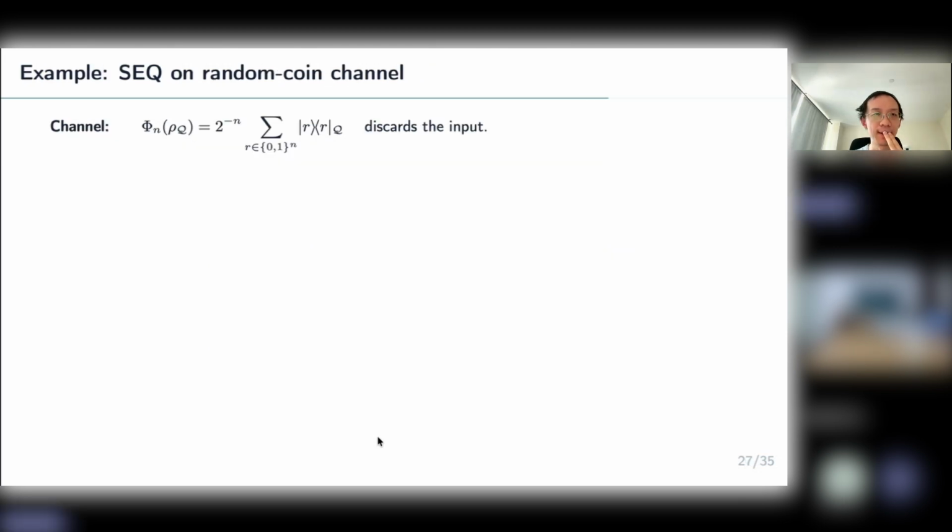Okay, so maybe it will be helpful if we consider an example of what happens if we apply this interface on some channel, in order to see why this might be a good one-time interface.